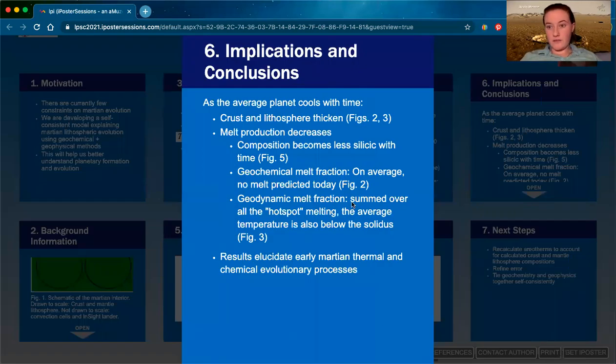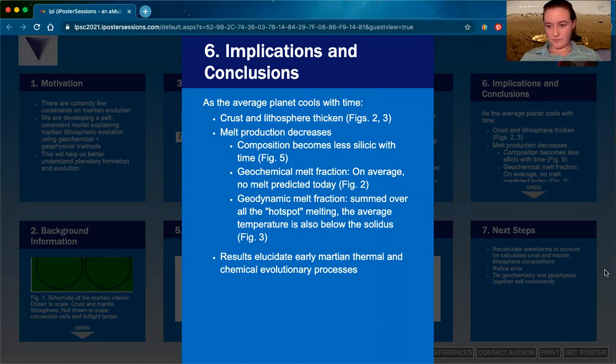So the implications of this project is that we can see that the planet has cooled over time on average. And we've seen that the crust and the lithosphere have thickened over time, which makes sense. As the planet cools, you would expect the crust to get thicker. We can see that the melt production has decreased, which means there's less lava being produced on Mars. And we can see that there's no melt being produced today on average. And what we get from this is we have a better understanding of how Mars has changed over time. We have a better idea of how the chemistry has changed, and we have a better idea of how the temperature has changed.